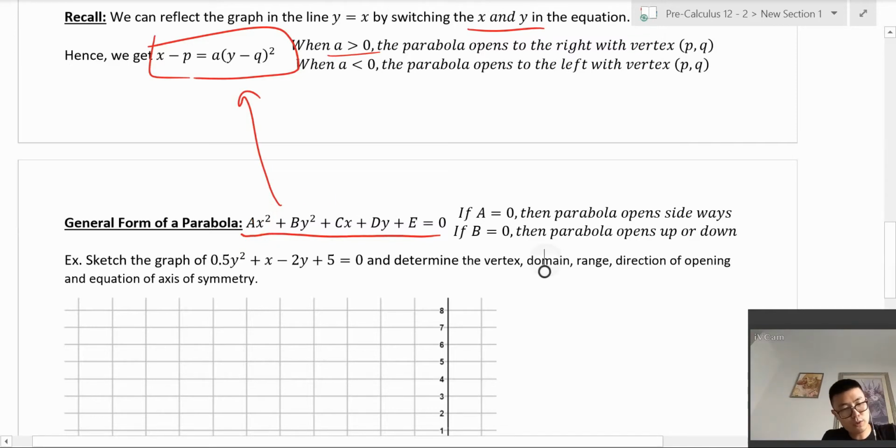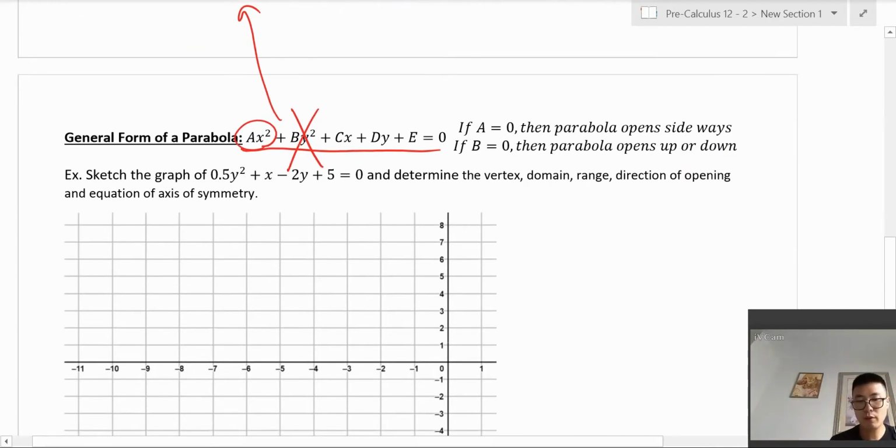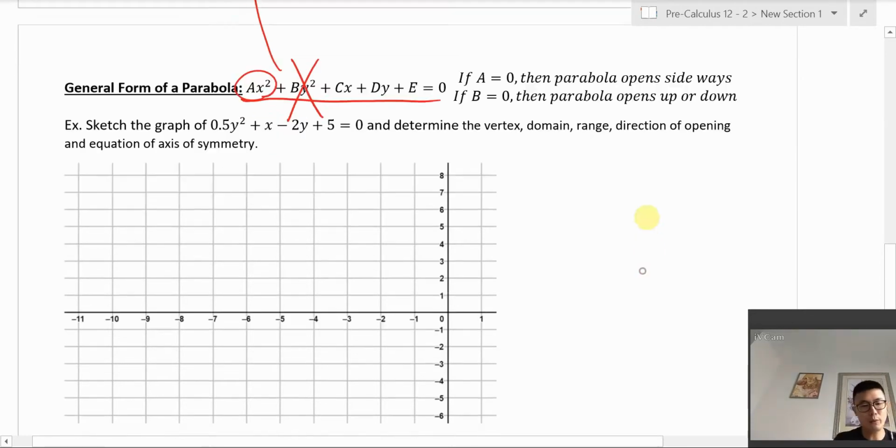If b equals 0, that means we don't have the b y squared term here. That means we just have the x squared. That's our old friend from previous grades. That means the parabola opens up or down. All right, so let's look at this example here. We have the graph 0.5 y squared plus x minus 2y plus 5 equals 0. You can see that there is no x squared term. That means this parabola is going to open sideways.